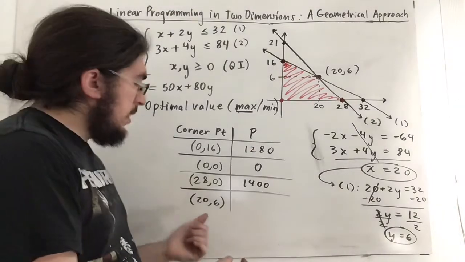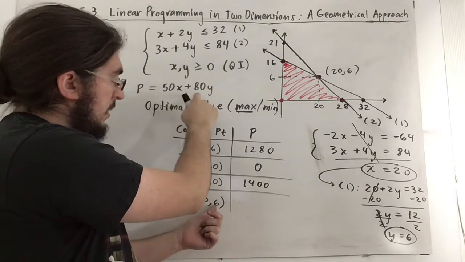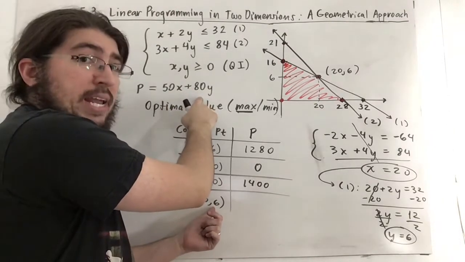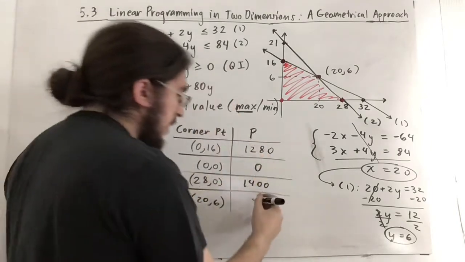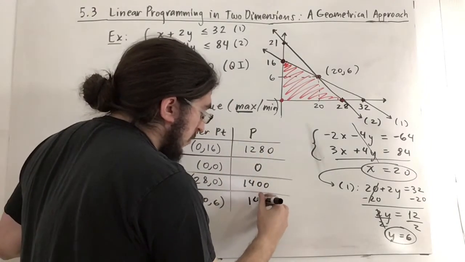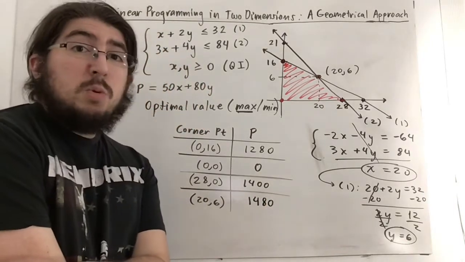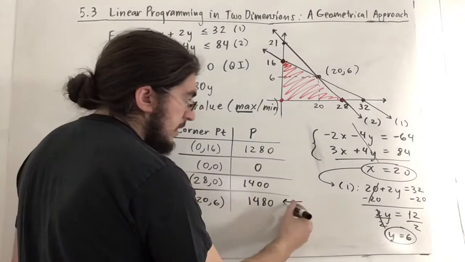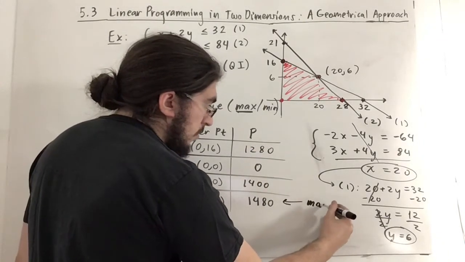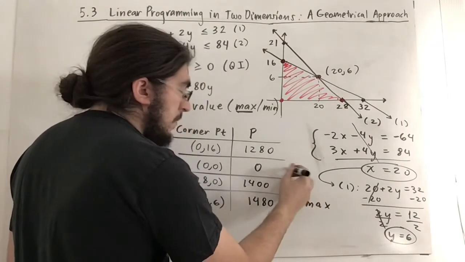And now finally plugging in 20 and 6, let's see what we get. Well, when we plug in 20 for x, I'm getting 1,000. And then 6 times 80 is 480. So that's 1,000 plus 480, which is going to be 1480. Good. And now which one of these is the maximum, which one is the minimum? Notice the largest number here is this guy, 1480. So that is indeed our max. And our minimum is 0.